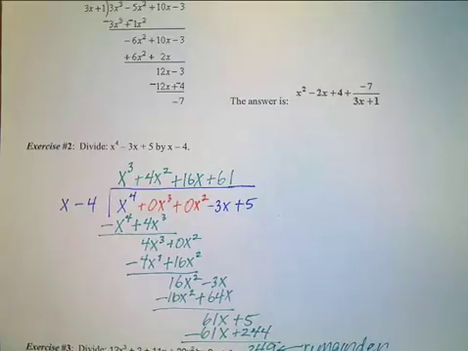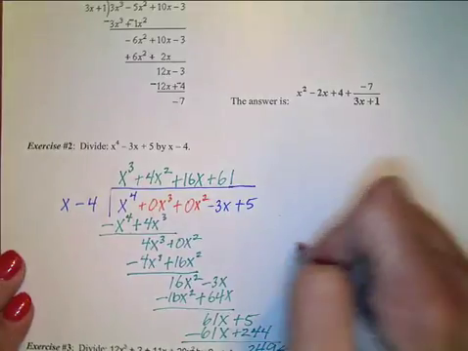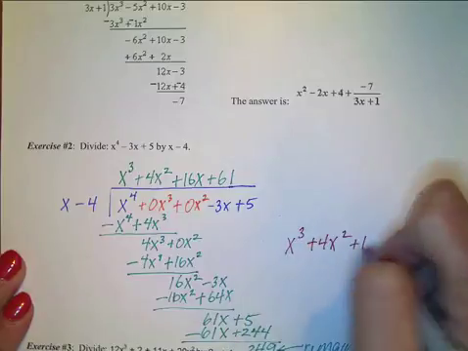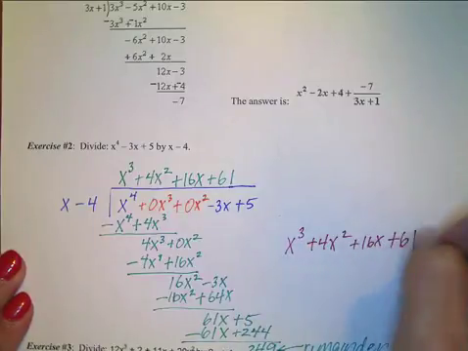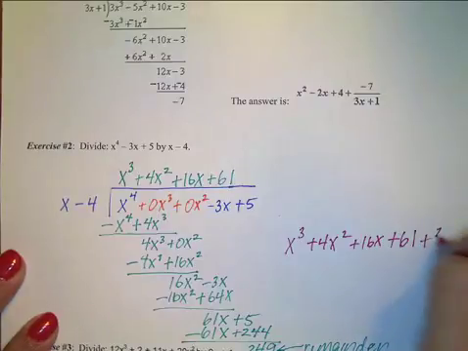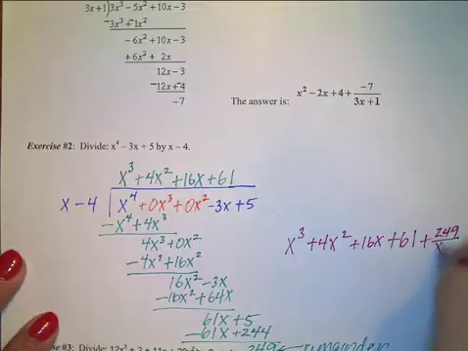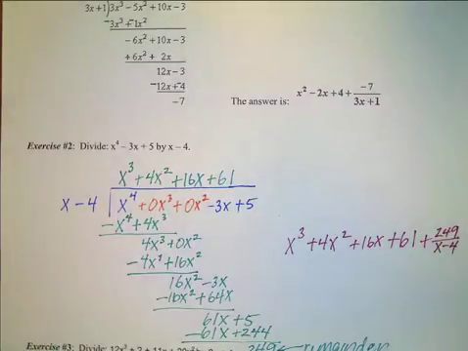Okay. So how do I write my answer? Well, a lot of times they'll tell you the form. The most common form is to take your answer, and just like we did in our first example, you're going to add your remainder on the end, and it becomes a fraction. It's divisible by what you divided by. So there's your answer. Pretty cool.